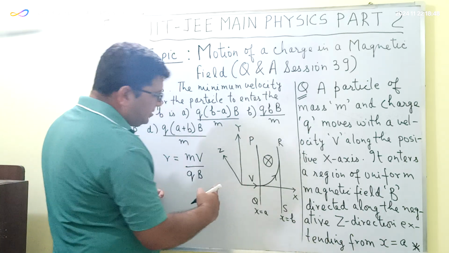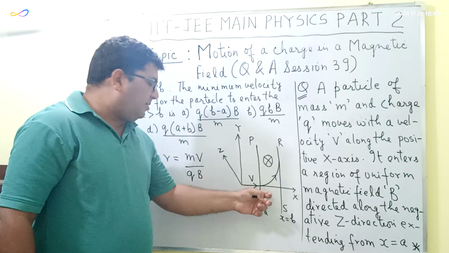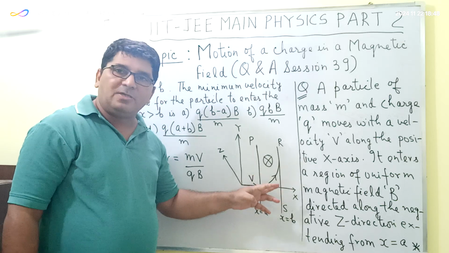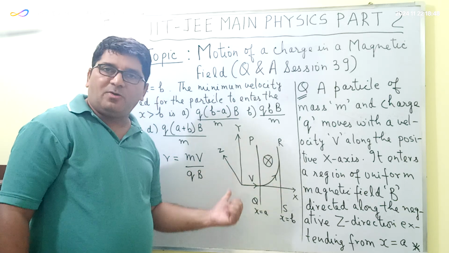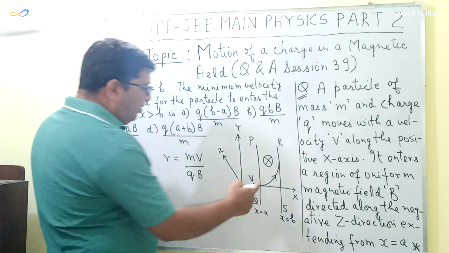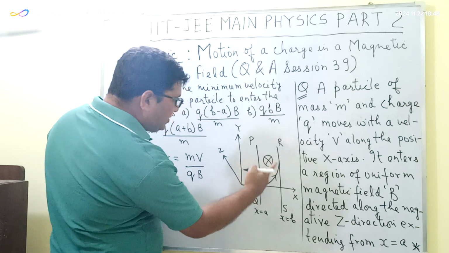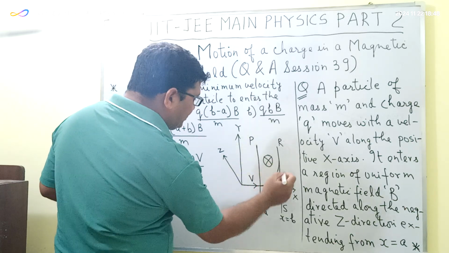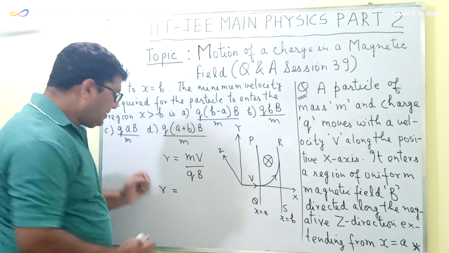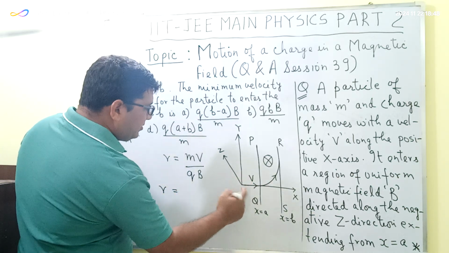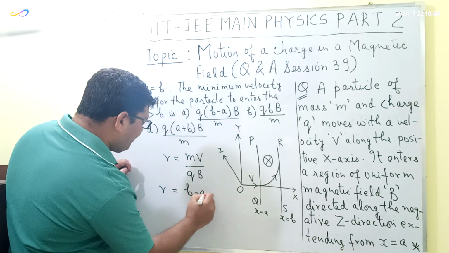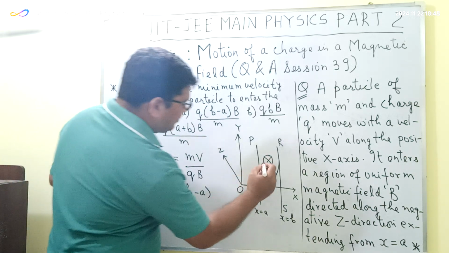Now when a charged particle enters a uniform magnetic field in a direction perpendicular to the direction of the magnetic field, then it follows a circular path under the influence of the magnetic force. And now here in this case, the radius of this circular path, that is r, has to be equal to, this is the origin, so this will be equal to b minus a, that is this one.